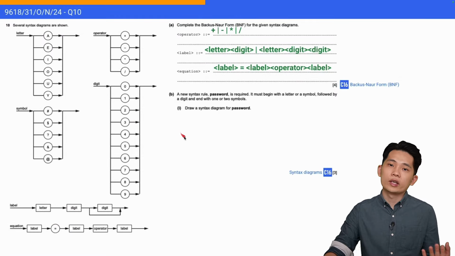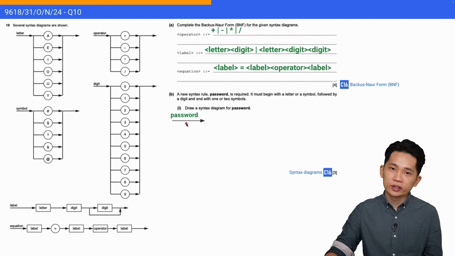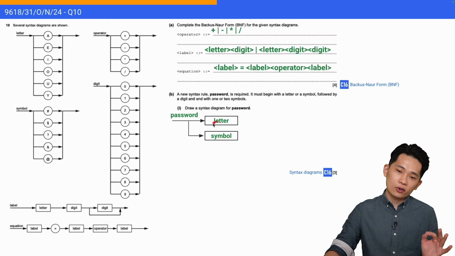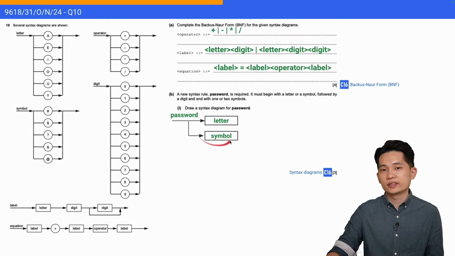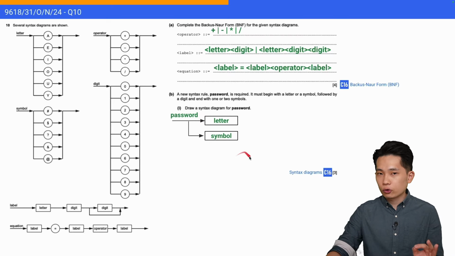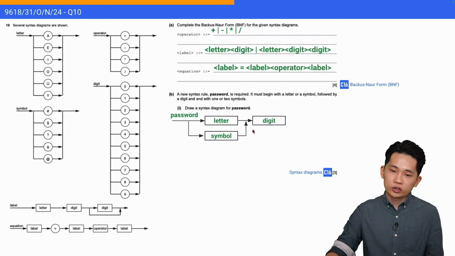We will start with the name of the rule, which is password here. And then it can either be letter or symbol. So we can just draw something like this here. Next, it will be followed by a digit as shown here. So we can just combine these two lines into a single line here.